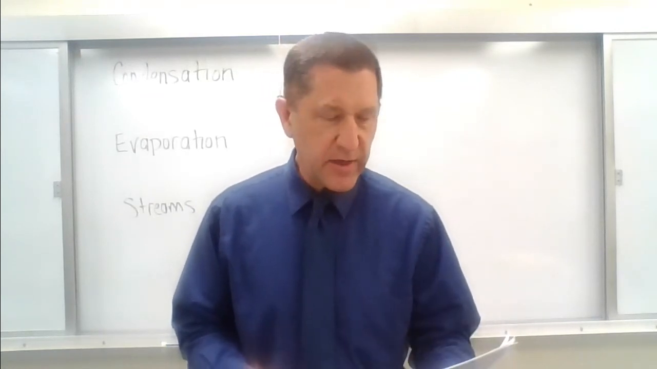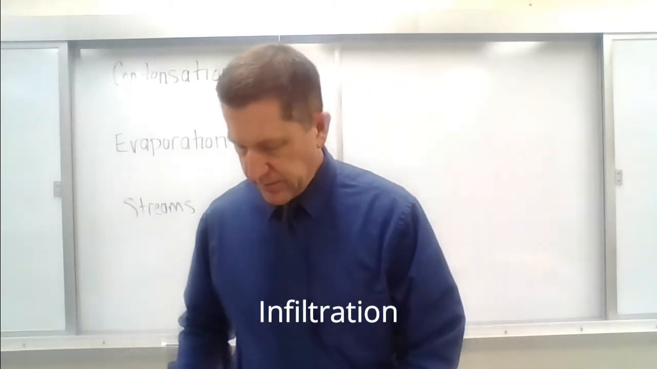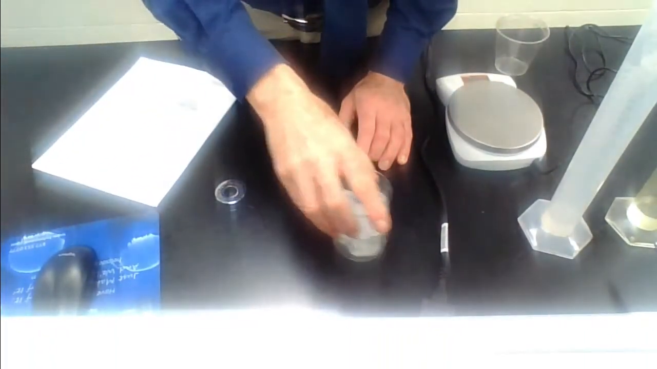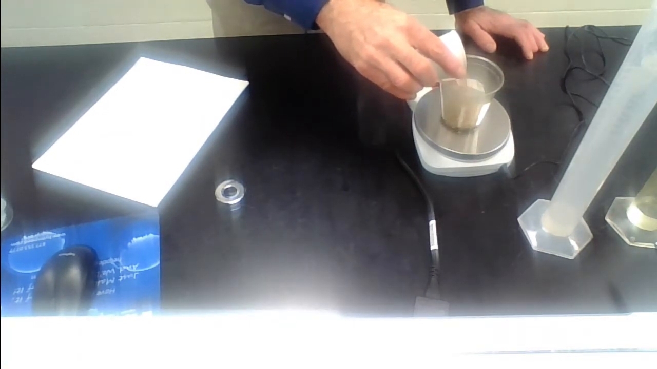Okay, next step on infiltration. I'm going to bend the camera down so you can see the steps. They're going to ask you first to measure 100 grams of sand. I'm going to put the cup on the digital scale. That cup weighs 11 grams. I'm going to take some sand here and pour it in there until I get 111 grams.